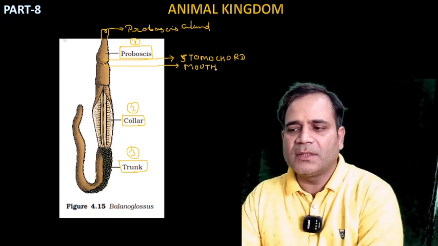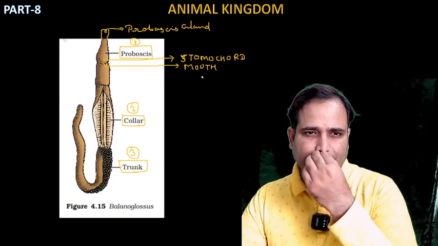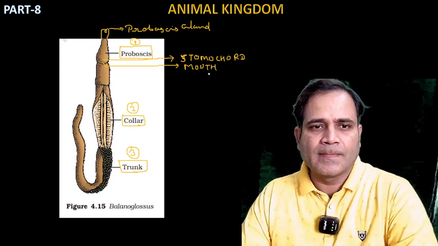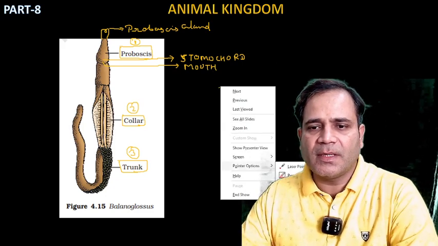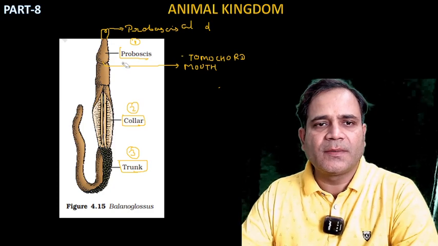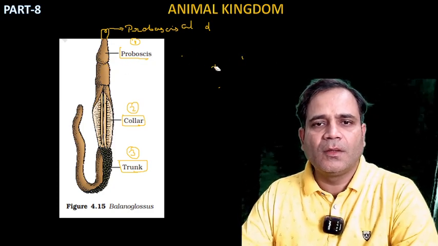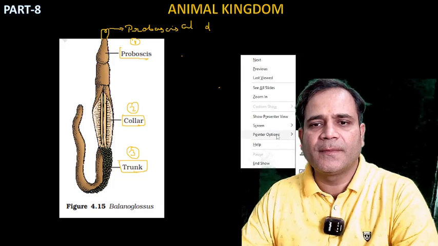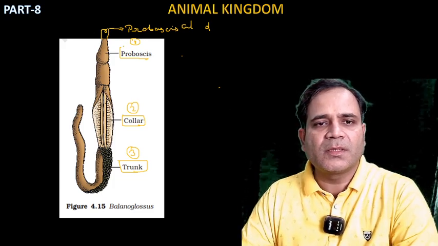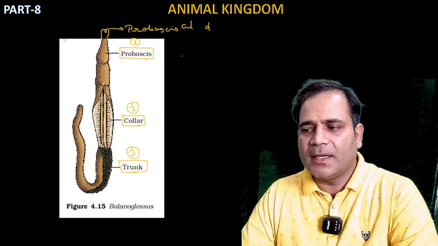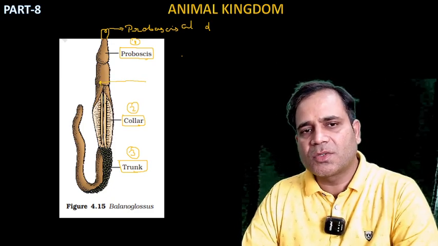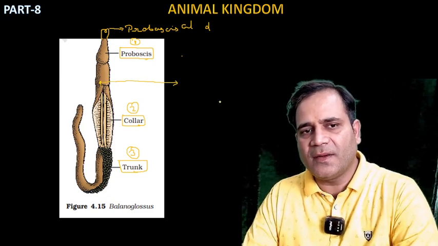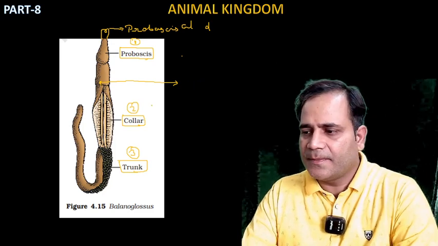Correct? Now, on the collar region, wait for a moment. Let's see. This one is the proboscis. This one is the stomochord. Let's see here the cord. This cord is the stomochord, basically found in the collar region.